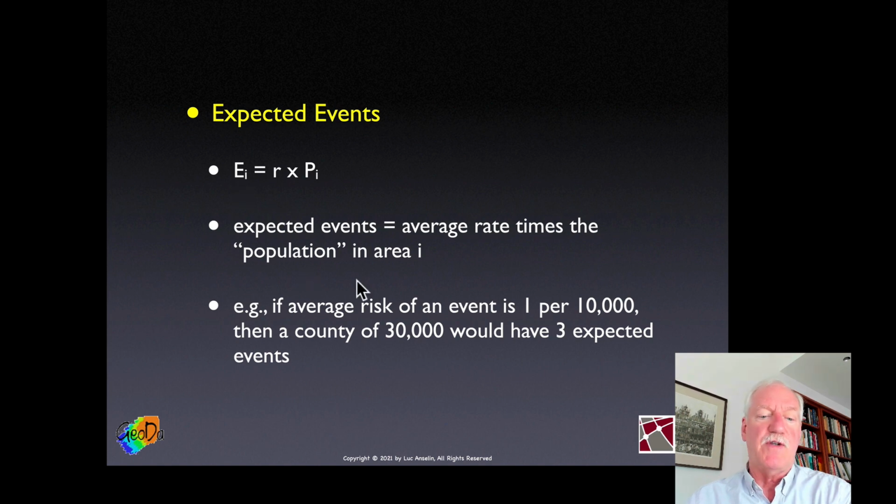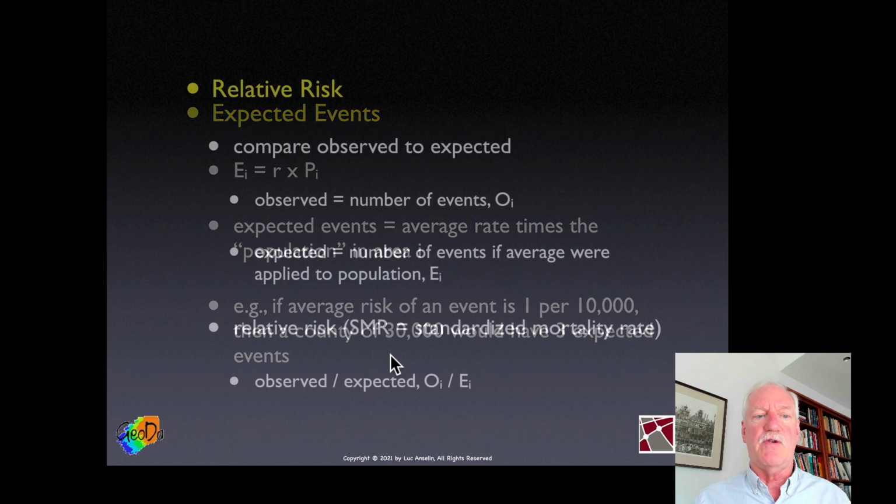So if the average risk in the state is 1 per 10,000, then if the county has 30,000 people, it would have 3 expected events. Now, what do we do with this? We compare this to the actual events. So if the actual number of events in our example, say, would be 6, 6 is higher than 3, so that's an excess risk. If it would be 1, 1 is less than 3, so that would be lowered risk. And this is how the excess risk calculation works.